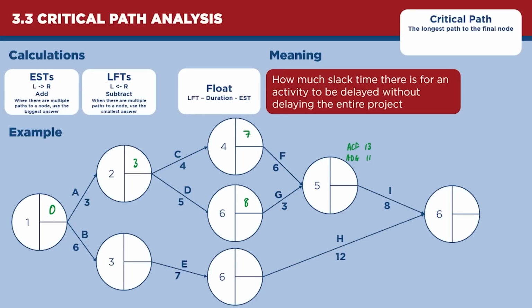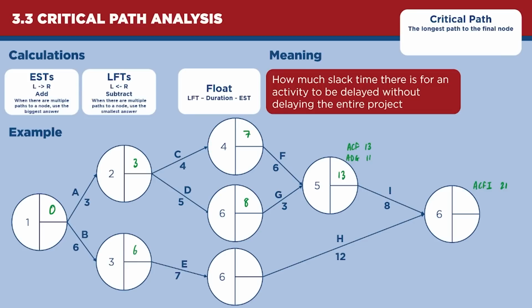I can't start after 11 weeks because we're still waiting for F to finish. So that's going to be 13. And then we've got a pathway to get into node 6. So we've got ACFI is 21. We don't know whether that's the longest pathway to get into node 6, sorry, because we haven't done the bottom path. So let's do the bottom path.